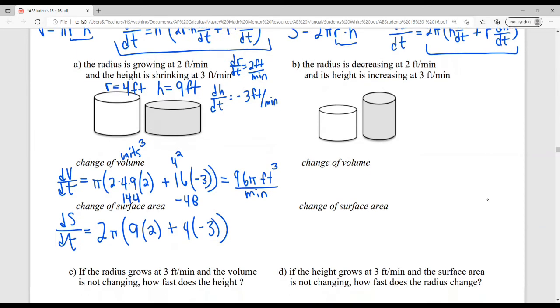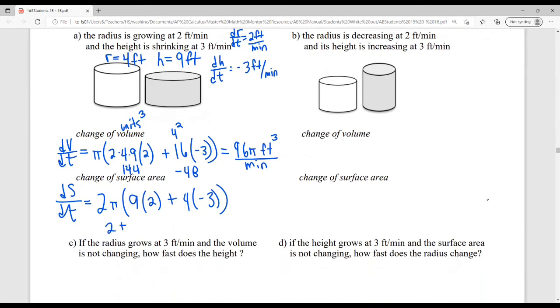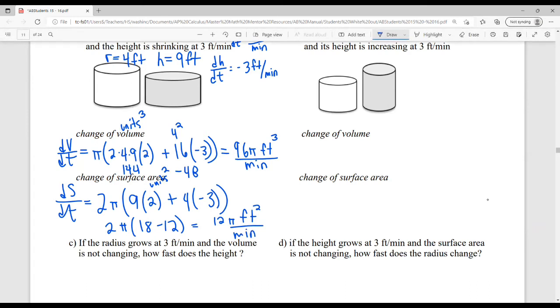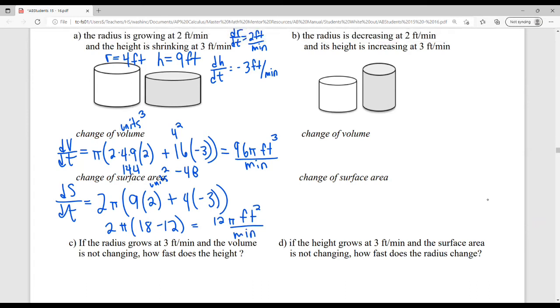So we get 2 pi times 18 minus 12. 18 minus 12 is 6. 6 times 2 pi is 12. So we get 12 pi. We're talking about area now, and area is units squared. So we got feet squared per minute. And that's how the surface area would be changing. We would do part B very similar.